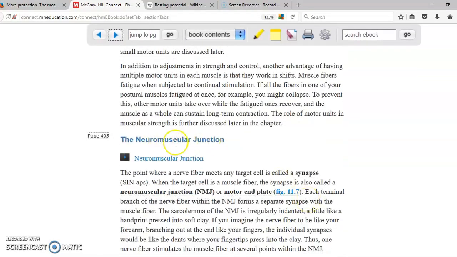The neuromuscular junction. So what is a neuromuscular junction? It's the area, junction, where the nerve, neuro, and the muscle, muscular, get together. So what's the neuromuscular junction? The area where the nerve and the muscle get together. What did I say that they do? They get together, because they do not touch.